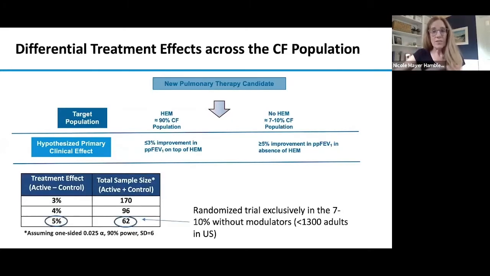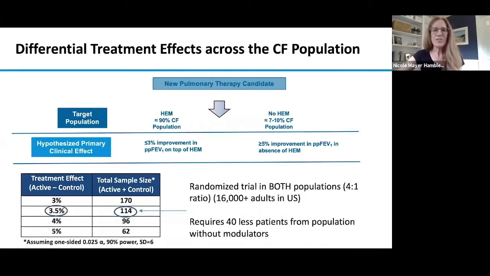Well, we could do a randomized trial exclusively in those without modulators. The average treatment effect maybe is 5%, and this would take about 62 patients. So not huge, but again, the overall population is relatively small, not even factoring in historic trial participation rates. The other option is to do a randomized trial in both populations. Say we have about a 4-to-1 ratio of those who are on modulators to off modulators. This approach would attenuate our overall expected treatment effect to be about 3.5%.